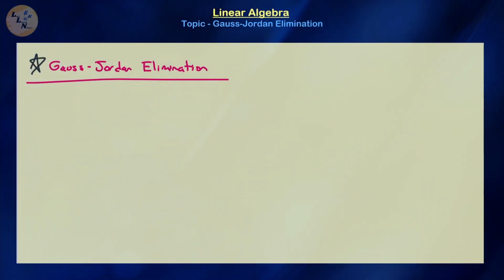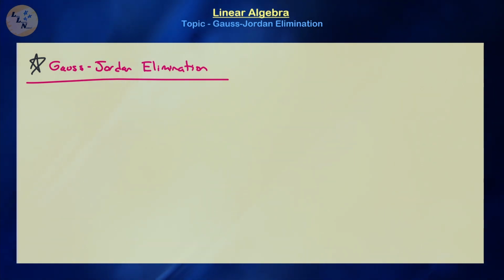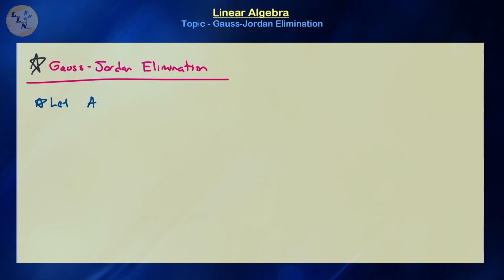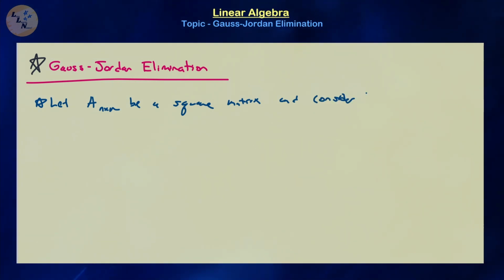Today we're going to be discussing a very important method of re-representing matrices, which is referred to as Gauss-Jordan Elimination. So let's just get off with a couple of basics that we definitely need to understand. Let us assume we have a matrix A, and let's assume that this is a square matrix. So same number of rows, same number of columns, and let's consider the system given by the following equation.